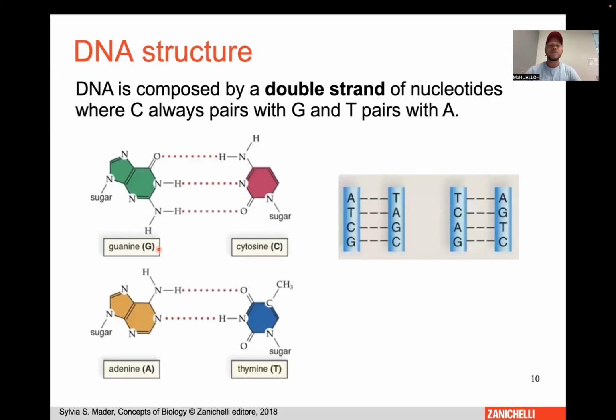Okay. Now, let's look at the structure of DNA. Now, DNA is composed of a double strand of nucleotides, where C always pairs with G and T pairs with A.